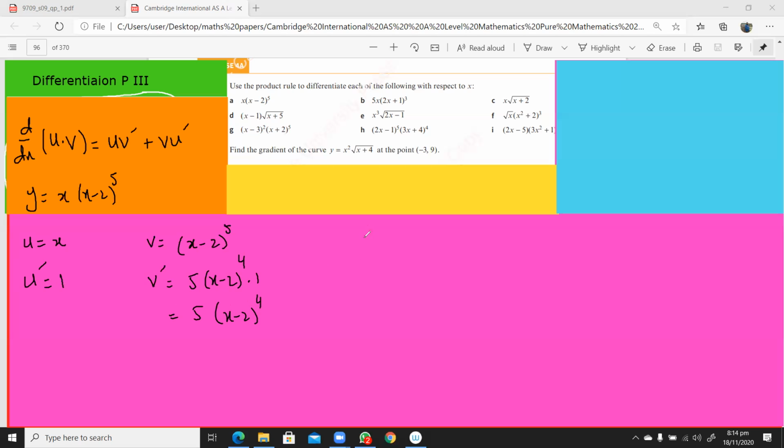Now it's time to write this dy by dx. So if your y was u dot v, then your dy by dx, you must write this formula time and again, every time you differentiate, so that you learn this by heart. So this is dy by dx: u is x and v dash is 5 into (x minus 2) raised to power 4, plus v is (x minus 2) raised to power 5 times 1. That is your u dash.